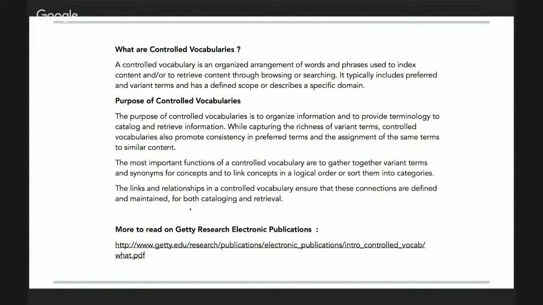Here you have the definitions I found quite interesting, because they are simple, plain, and direct. They are provided by the Getty Edu. Controlled vocabulary is an organized arrangement of words and phrases used to index content or to retrieve content through browsing or searching. And that's exactly what I was trying to describe. And that I think is not possible if you use the printed categories of MacLean I was just showing before. So a controlled vocabulary typically includes preferred and variant terms and has a defined scope or describes a specific domain.